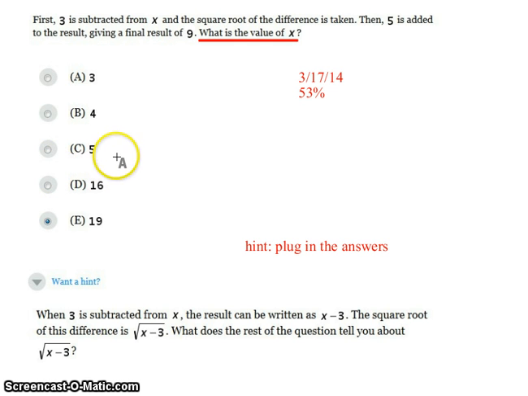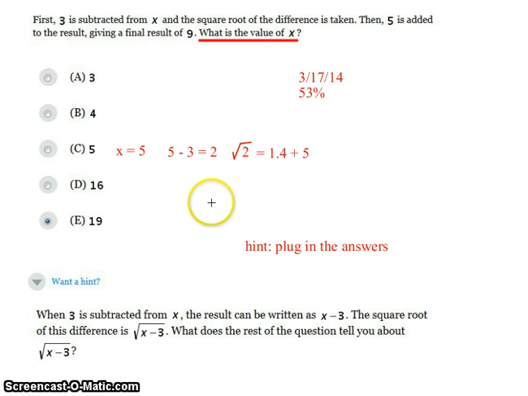Let's say that x equals 5. If x equals 5, then we subtract 3 from it, so we get 5 minus 3, which is 2. Then we take the square root of that, so we have the square root of 2. Then we add 5 to that. The square root of 2 is about 1.4. It doesn't really matter. We can already tell that we're not going to get up to 9.